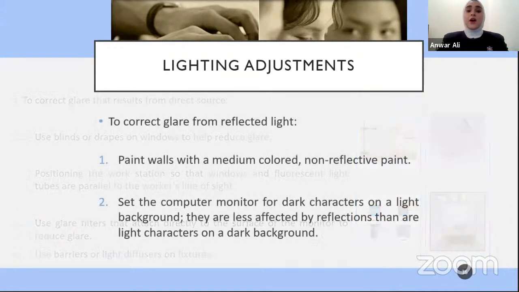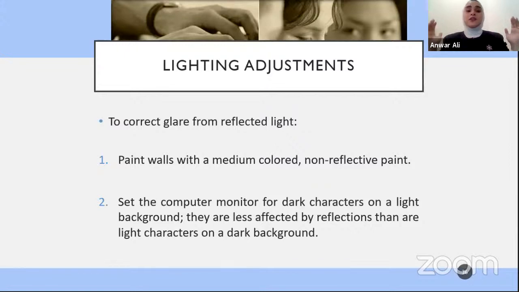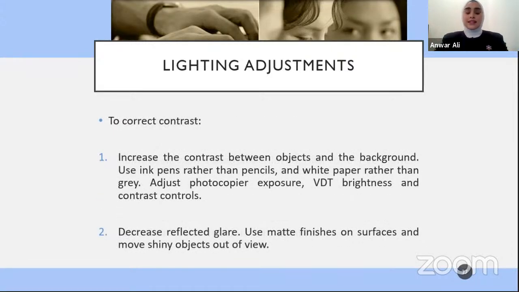What if we have glare from reflected light? In this case, paint the walls with a medium colored non-reflective paint. At the same time, set your computer monitor for dark characters on a light background. They are less affected by the reflection, and then light characters on a dark background will perform better. To correct the contrast, increase the contrast between the object and the background. Use pens rather than pencils and white paper rather than gray. Adjust your photocopier exposure, the VDU brightness, and the contrast control. Finally, decrease the reflected glare. Use matte finish on surfaces and move any shiny object away from your sight.